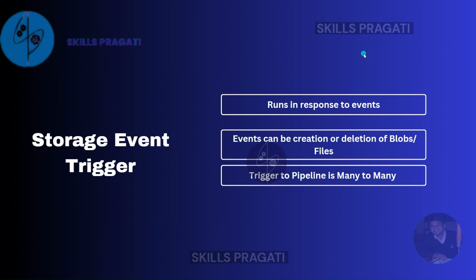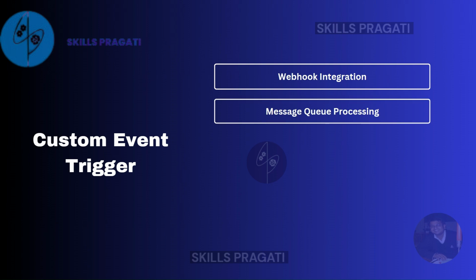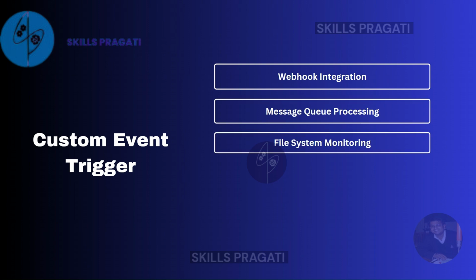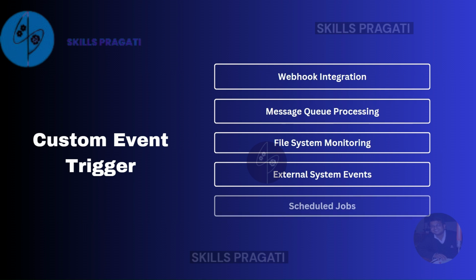Next we have custom event trigger. Custom event trigger can be used for webhook integration, message queue processing, file system monitoring, external system events, and we can use it with scheduled jobs as well. So that is brief explanation about the 4 types of triggers.